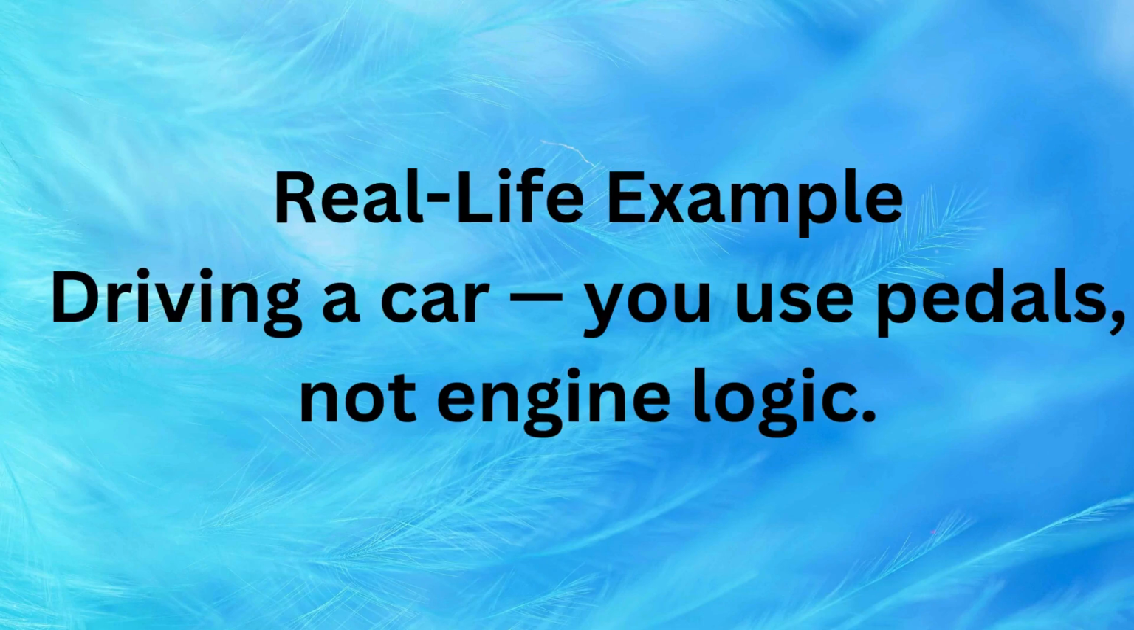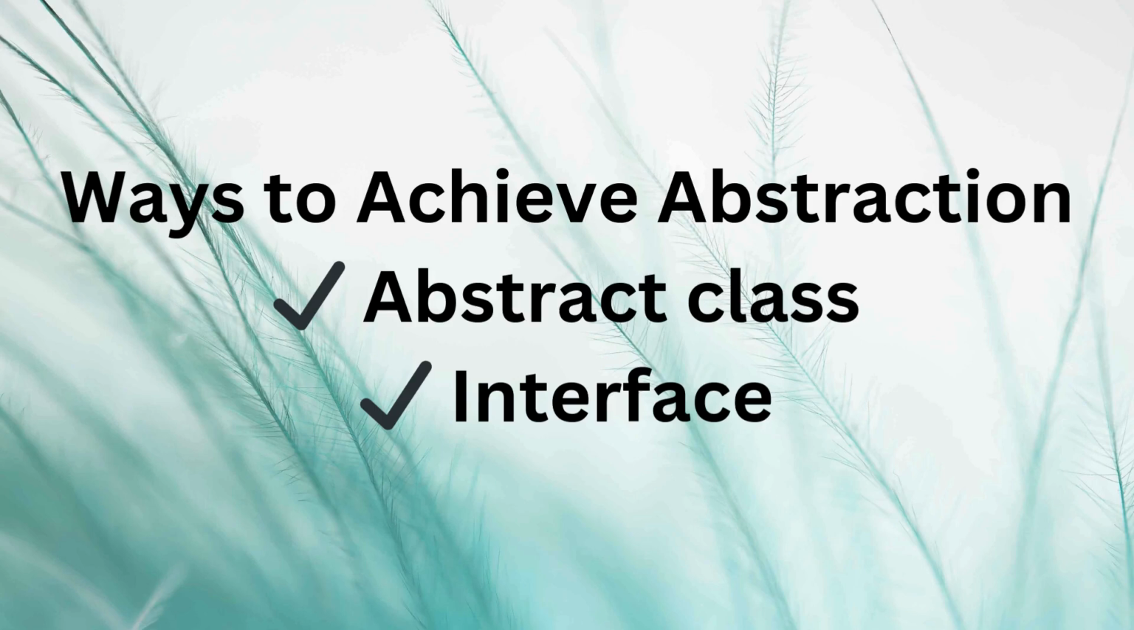A simple real-life example of abstraction is driving a car. You press the accelerator or brake, but you don't need to know how the engine or fuel system works internally. In Java, abstraction can be achieved in two ways: using an abstract class and using an interface. An abstract class can contain abstract methods. These methods do not have a body. They only declare what should be done, not how it should be done.